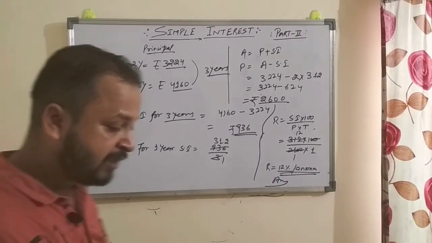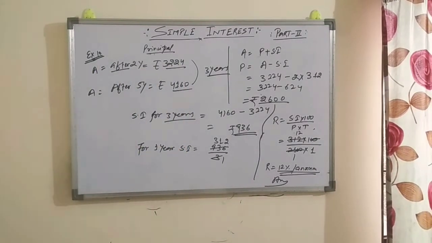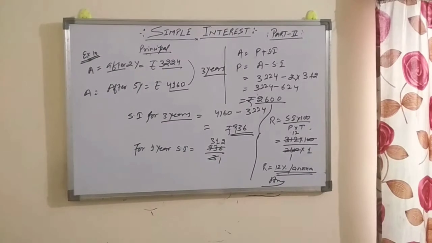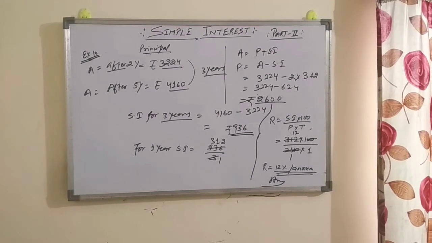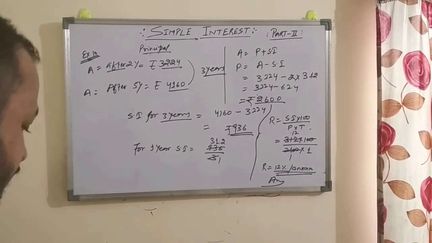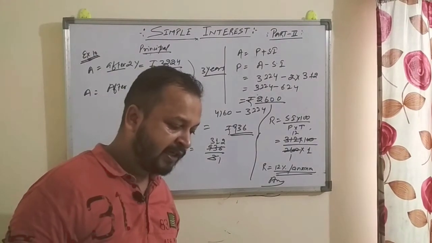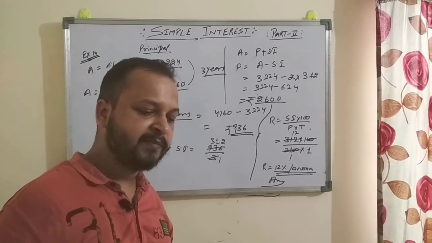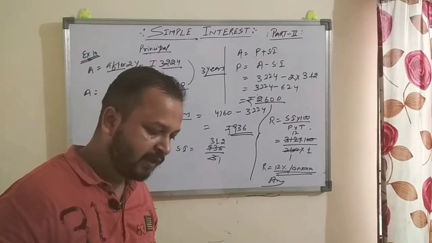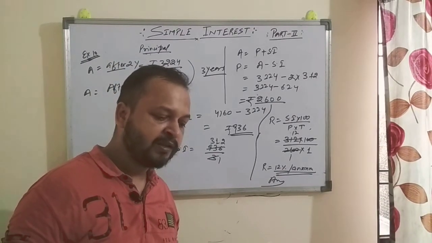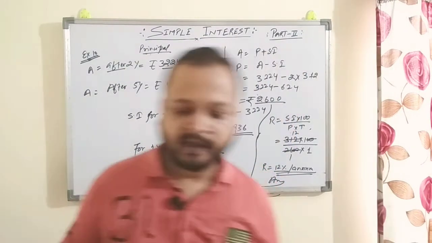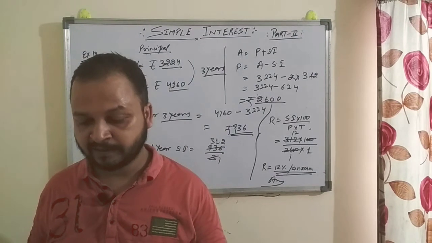So now the last two questions, means examples, are left. Example number 11, the simple interest on a certain sum for 3 years at 8% per annum is 96 rupees more than the simple interest on the same sum for 2 years at 9% per annum. Right? Here rate of interest is different, right?